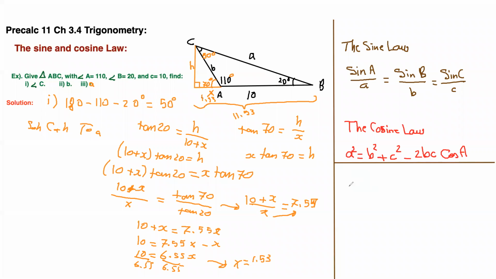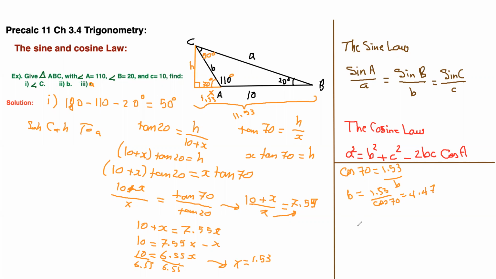I'll solve for B. So since I know this side here, which is 1.53, then I could go cosine 70 equals 1.53 over B. And therefore, B would equal, so B goes there and cos 70 comes where the B is. So 1.53 over cos 70, which equals, calculator, 4.47.